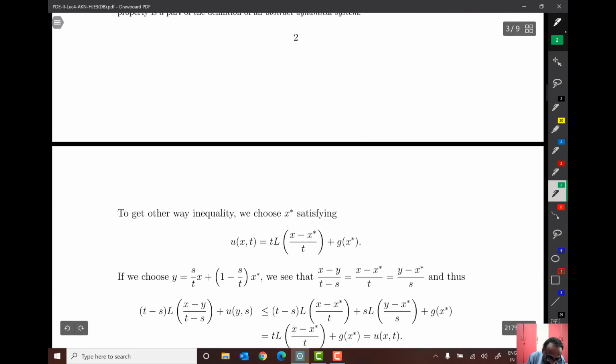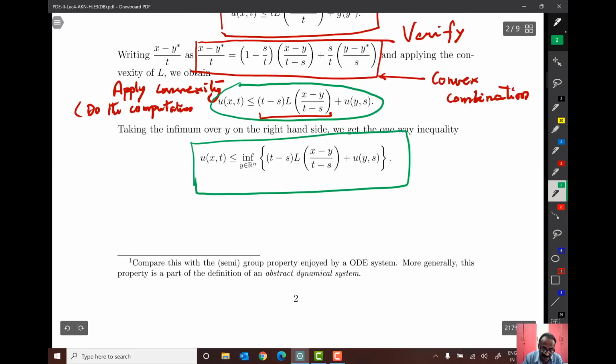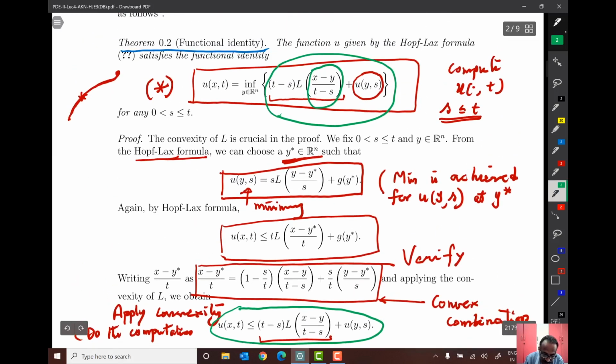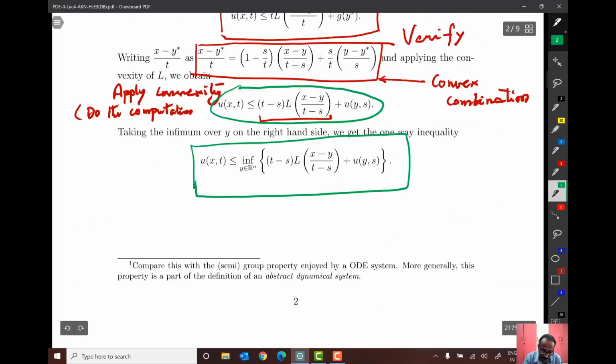To get the other way inequality, you use the trick which we have used. What is the trick we have used? Two steps we have used here. One, we have exactly computed equality where the minimum is achieved for u(y,s). And then just the infimum definition is used for u(x,t). To get the other way inequality, you use the minimum for u(x,t). Okay, so that's what you are doing.